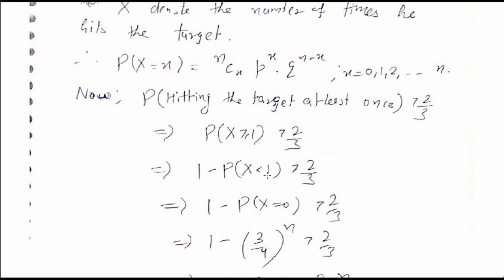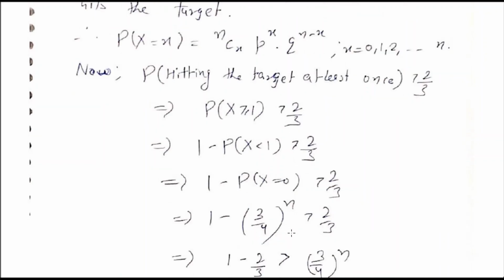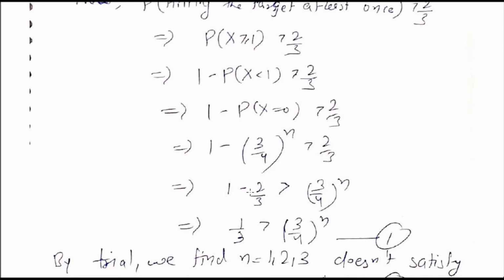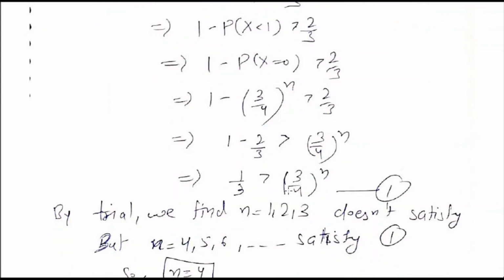Then the probability of x equals 0 is nC0, that is 1, times p raised to power 0, that is again 1, times q raised to power n minus 0. Our value of q is 3 by 4, so it is 3 by 4 raised to power n. So 1 minus (3 by 4) raised to power n is greater than 2 by 3. That means 1 minus 2 by 3 is greater than (3 by 4) raised to power n. We want to find the smallest value of n which satisfies this equation.